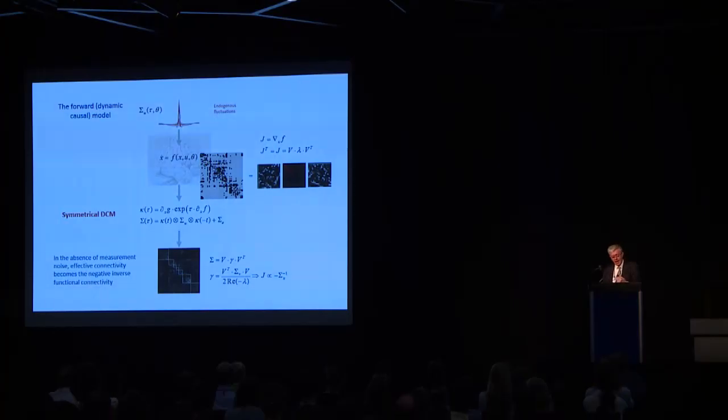So the partial correlation, the inverse of the negative functional connectivity, is exactly the effective connectivity if there was no observation noise and if all the coupling was exactly symmetric. And one can show that easily using that eigendecomposition cartooned on the upper right.